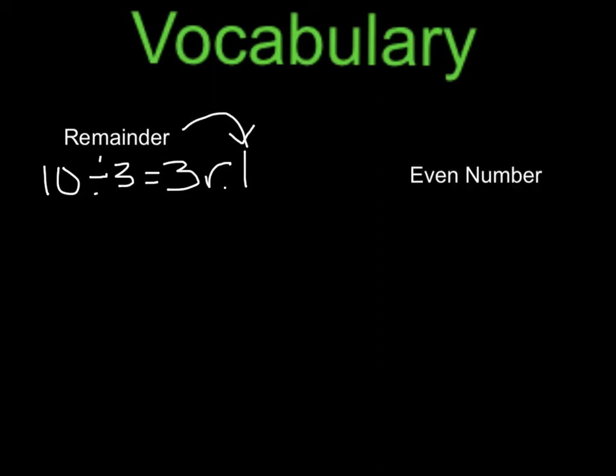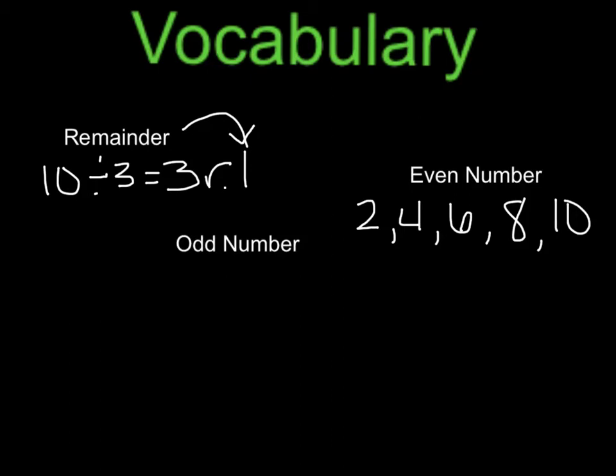Next, we have even number. An even number is any number that is evenly divisible by 2. The first few even numbers are 2, 4, 6, 8, and 10. Any one of these numbers is evenly divisible by 2, meaning there will be no remainder at the end.